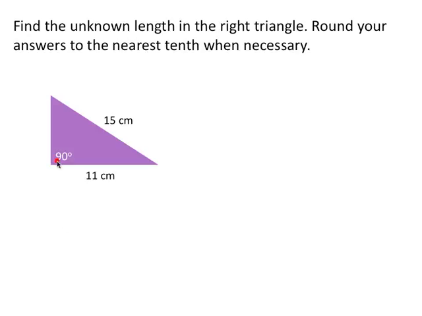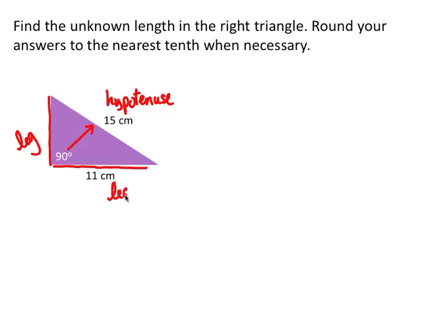Let's start with the right angle. Across from that right angle, you find the hypotenuse. We already know the length of that side, so that's not the one we're trying to find. The other two sides, both of them that make up this 90-degree angle, are both called legs. We know one of them, but we're looking for the second one.